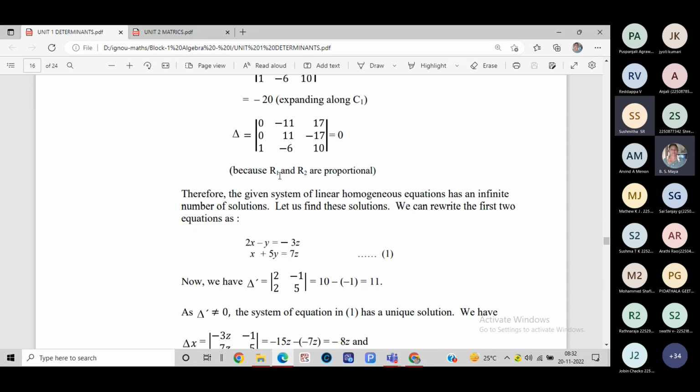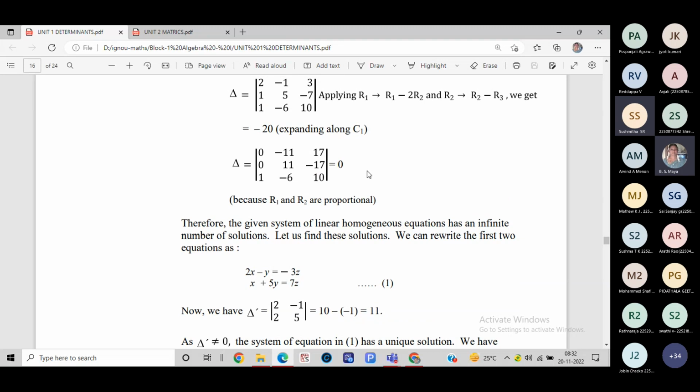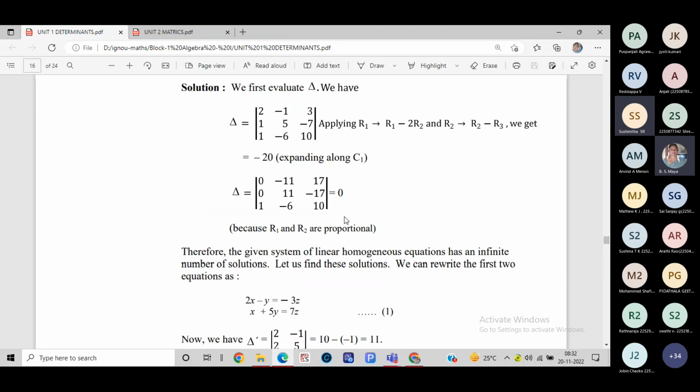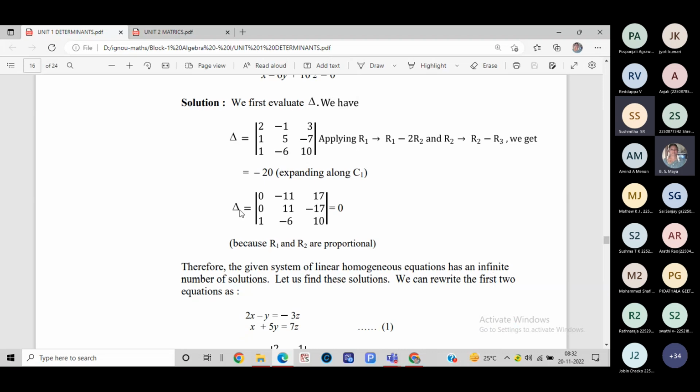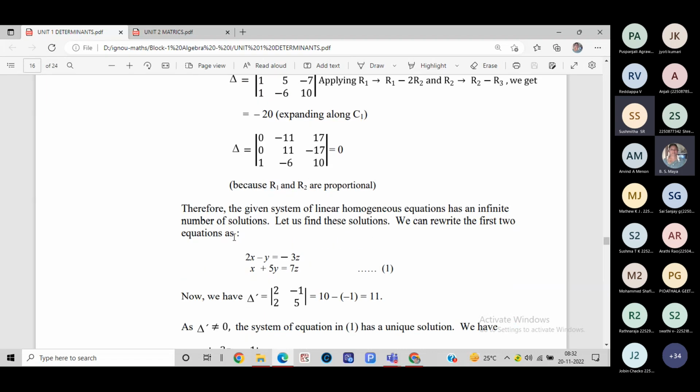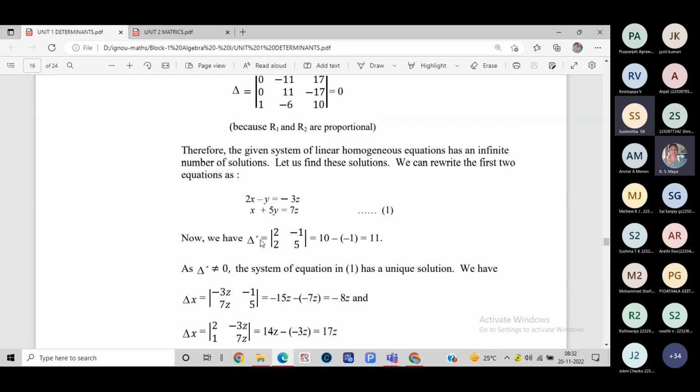When the delta value is 0 in a homogeneous system, how do you find x, y, z? If the system is not homogeneous and delta is 0, then you have to stop. But if it is a homogeneous system equal to 0, then delta is also 0, and we have to proceed like this. The given system of homogeneous equations has an infinite number of solutions. At least we try to find one solution. We have infinite solutions, because delta should be equal to what?